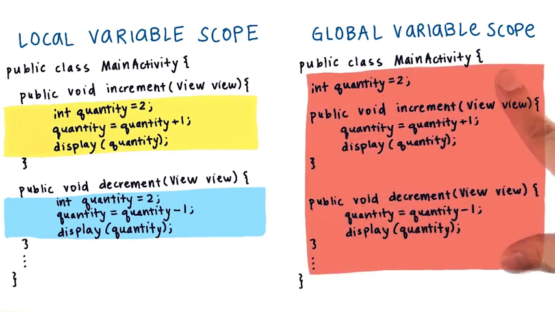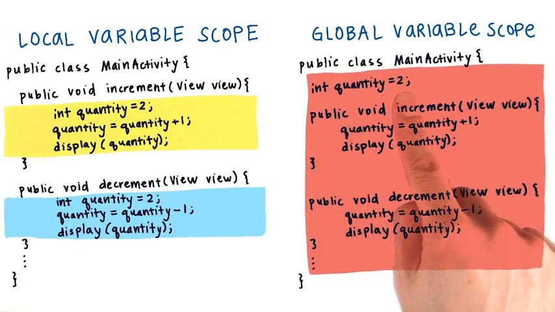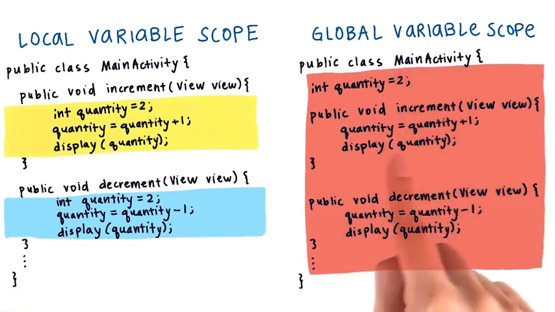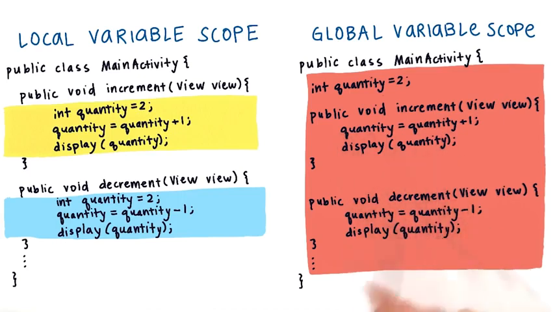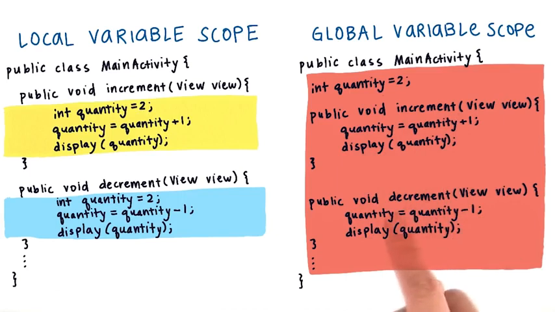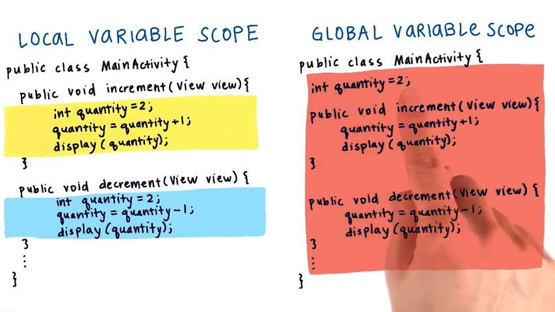This is the variable scope for this global quantity variable. All the methods and other variables in the main activity can now refer to the quantity and also update it. So the increment method updates the quantity variable and also displays it. And the decrement method also updates the quantity and displays it. And the quantity always refers back to the global variable here.